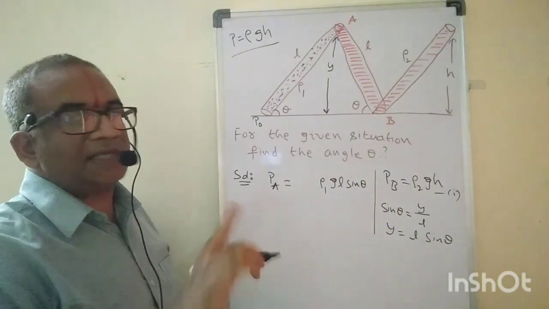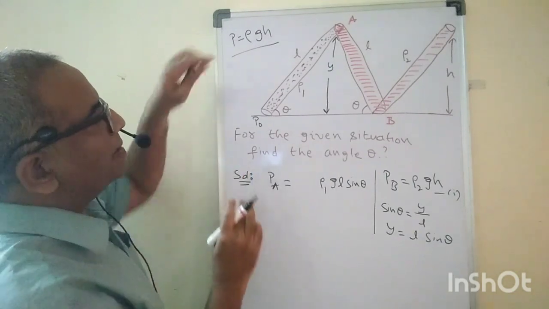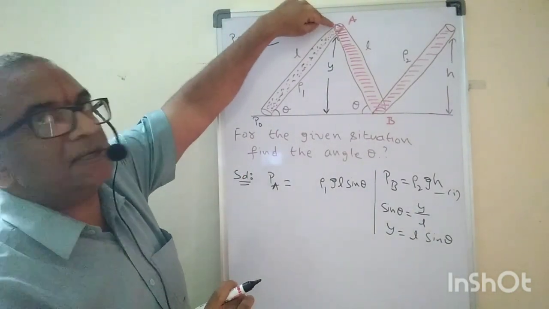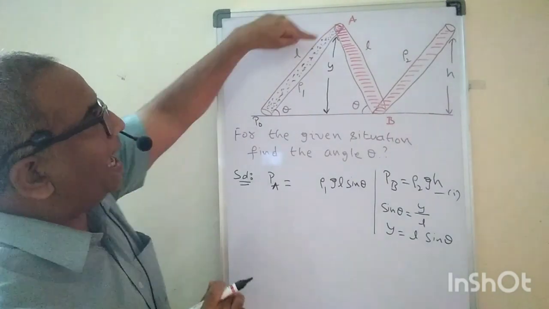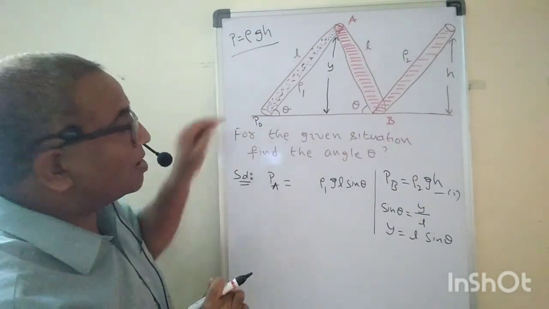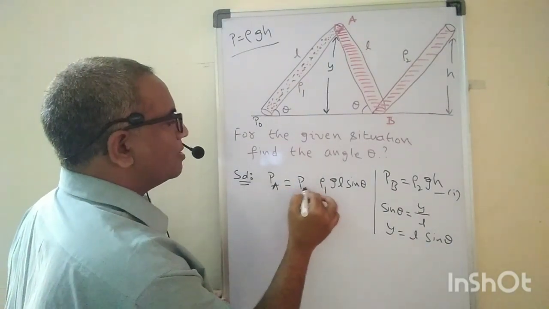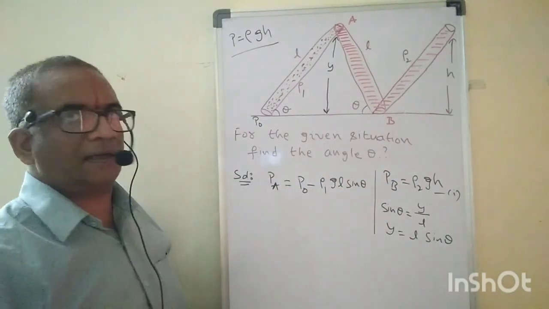But at the same time, I just wanted to find the pressure at A. I just want to preserve A, so this one doesn't act at all. But P naught is there. So therefore here we'll write it as P naught minus rho 1 GL sin theta.